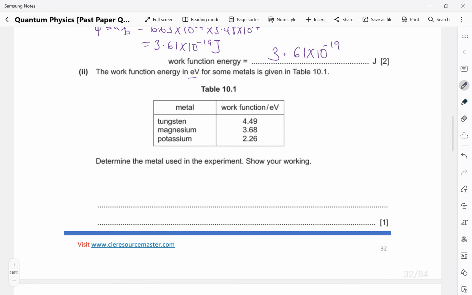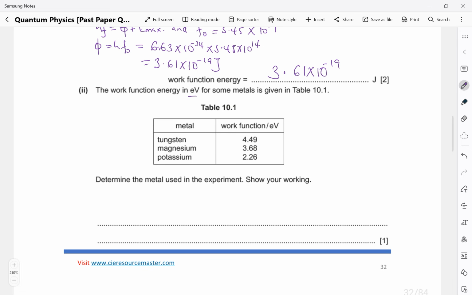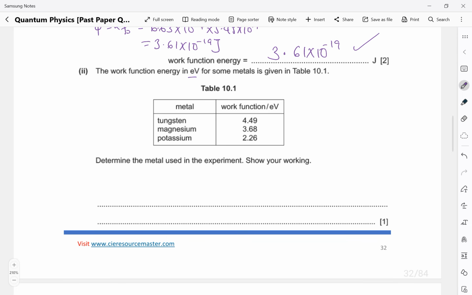The work function energy in electron volts for some metals is given in the table. Determine the metal used in the experiment, show your working. So we just need to change this into electron volts to see which one is very close to it.